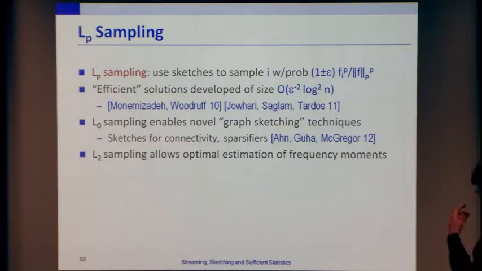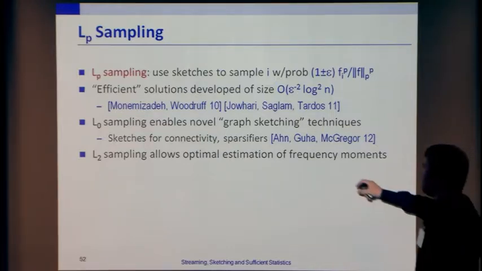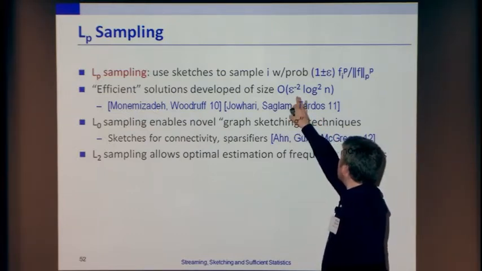So again, because we're in this sort of small space setting where we're trying to do this based on compact summaries of the full data, we're not going to be able to sample exactly from this distribution. We're going to, again, tolerate some small relative error in these sampling probabilities. And over the last couple of years, we've seen solutions arising that are efficient in the sense that we can draw one sample based on a summary whose size scales proportional to 1 over epsilon squared polylog.